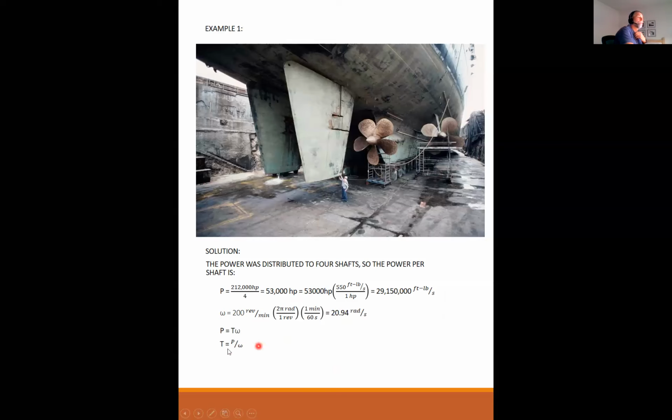So the power is equal to the torque times omega. So the torque is equal to power divided by omega, or 29,150,000 foot-pounds per second over 20.94 radians per second gives you 1,392,070 foot-pounds of torque. Let that settle in for a second. 1,392,000 foot-pounds of torque.